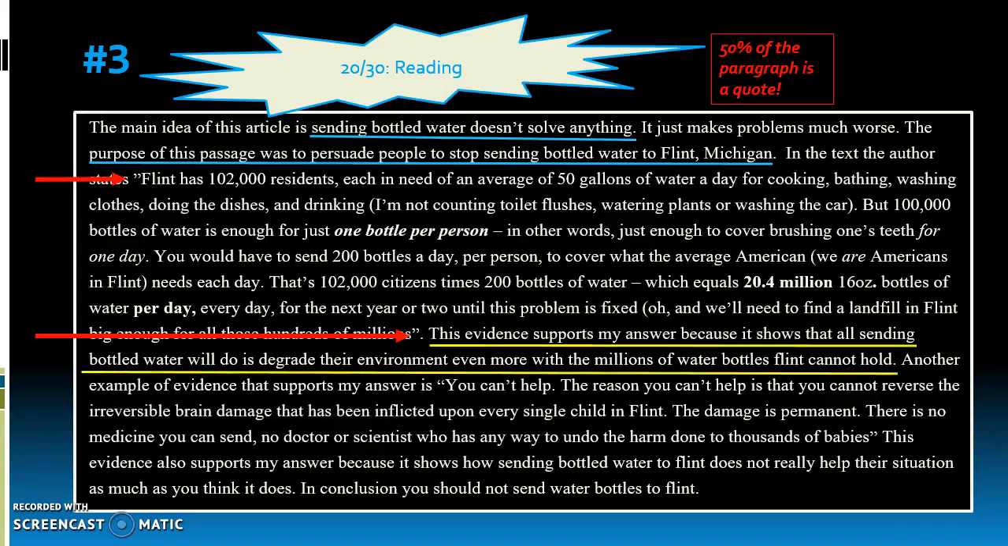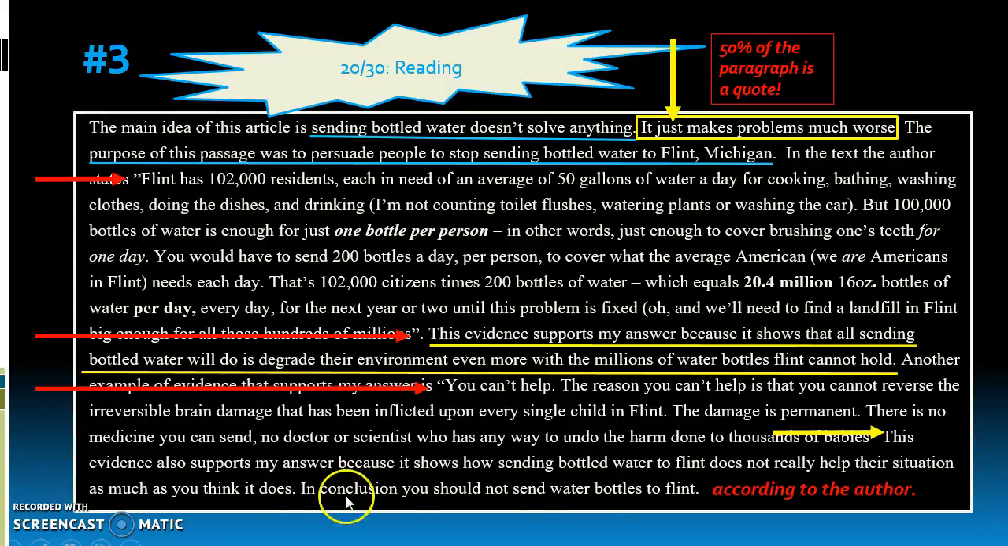The student does go on in one sentence, though, to tie the citation back to the answer, that it just makes problems much worse, the idea of sending bottled water to Flint. The student then goes on to cite a second citation supporting the same idea, and the explanation as well, tying it back together. And then, of course, the conclusion: you should not send bottled water bottles to Flint. Of course, that's according to the author.